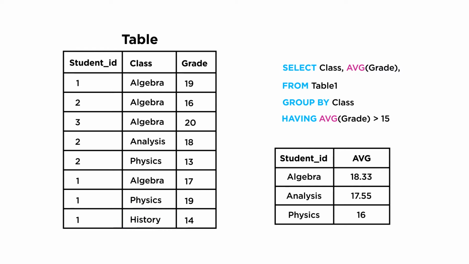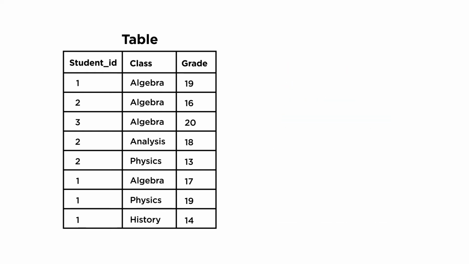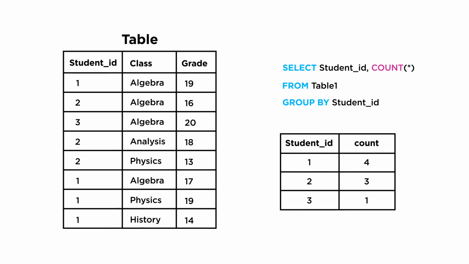Here is another example. We want to find students that take more than 2 classes. Let's see first the query that computes the number of classes per student. So it is select student ID, count from table 1, group by student ID. Simple. This query will give us back that student 1 takes 4 classes, student 2 takes 3 classes, and student 3 takes 1 class.